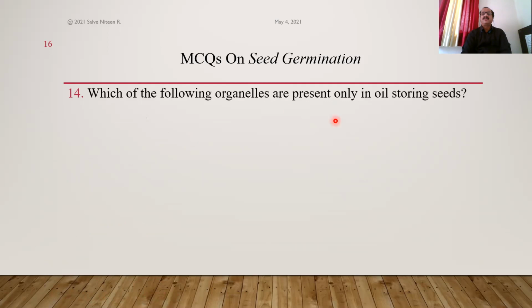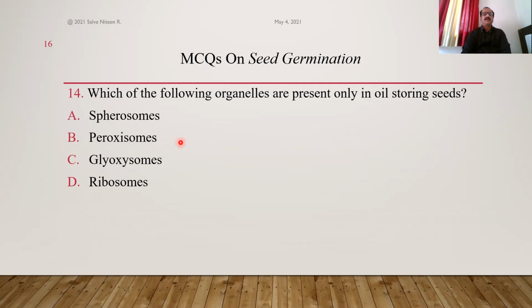Which of the following organelles are present only in oil storing seeds? This is a very interesting question. Spherosomes, peroxisomes, glyoxysomes, ribosomes. Here the answer is glyoxysomes. Glyoxysomes and the glyoxylate cycle are unique to germinating oil storing seeds. Germinating oil storing seeds show the presence of glyoxysomes and the glyoxylate cycle. So C is the answer.